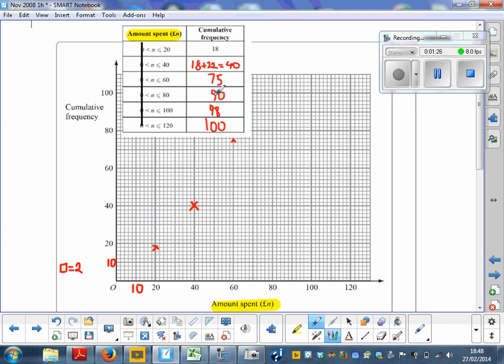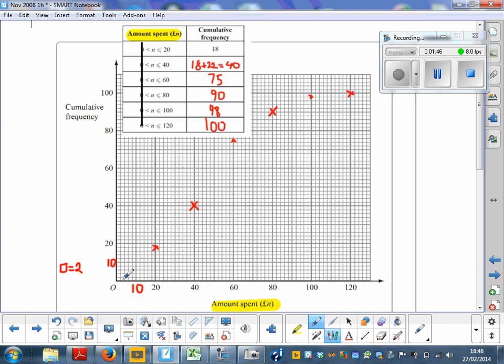Then we've got 80-90. 80-90 will be between 80 and 100. There you go. Then you've got 98. 98 would be just before the 100. And then 120, 100. Notice the shape. I'm going to try my best to draw it, but if you can obviously do a better job than I am.